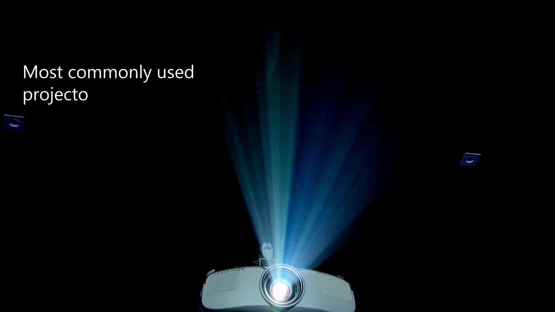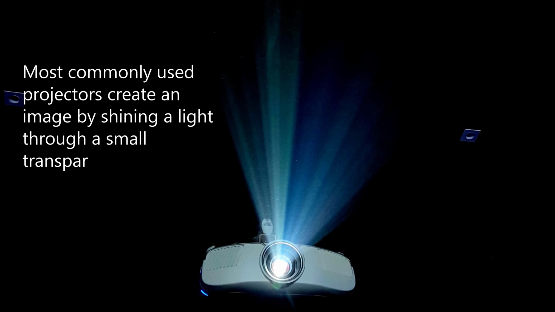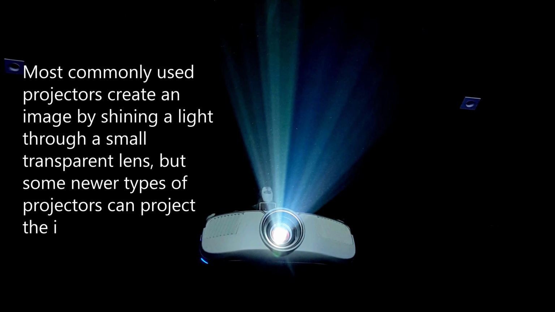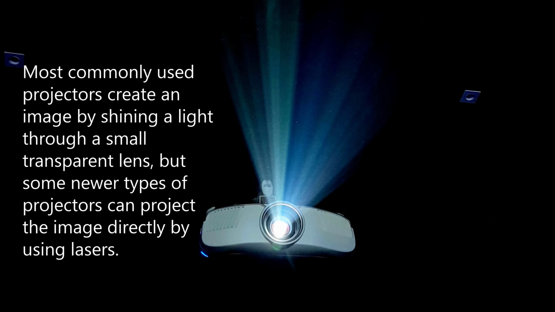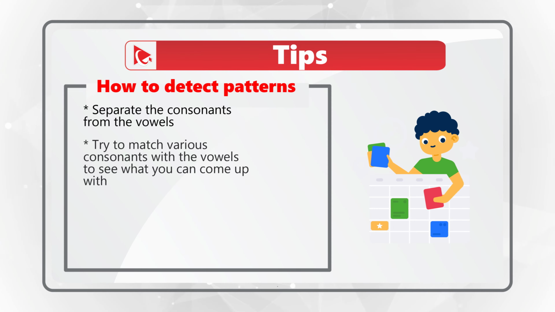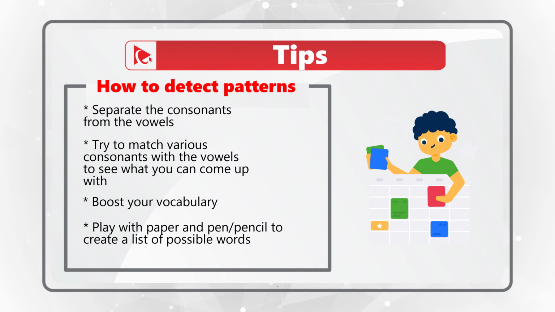Most commonly used projectors create an image by shining a light through small transparent lenses, but some new types of projectors can project an image directly by using lasers. Did you solve it on your own? In the past, when I posted similar questions, I received a lot of comments about how to solve them correctly.